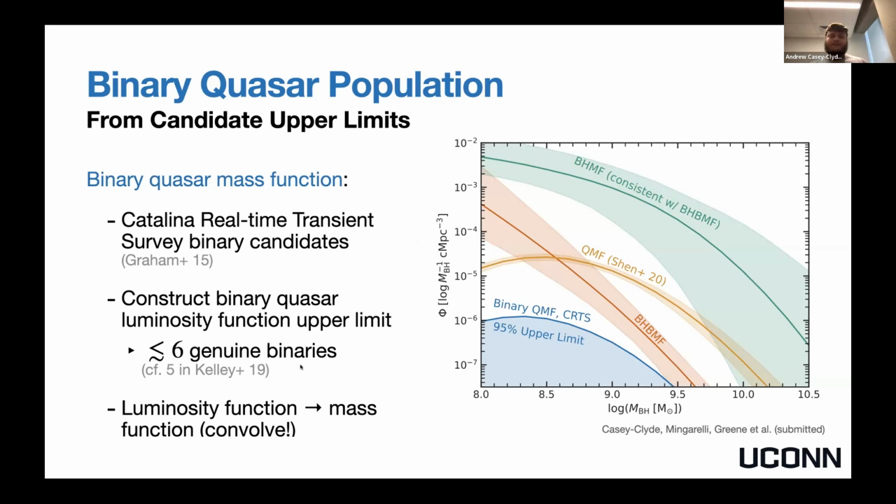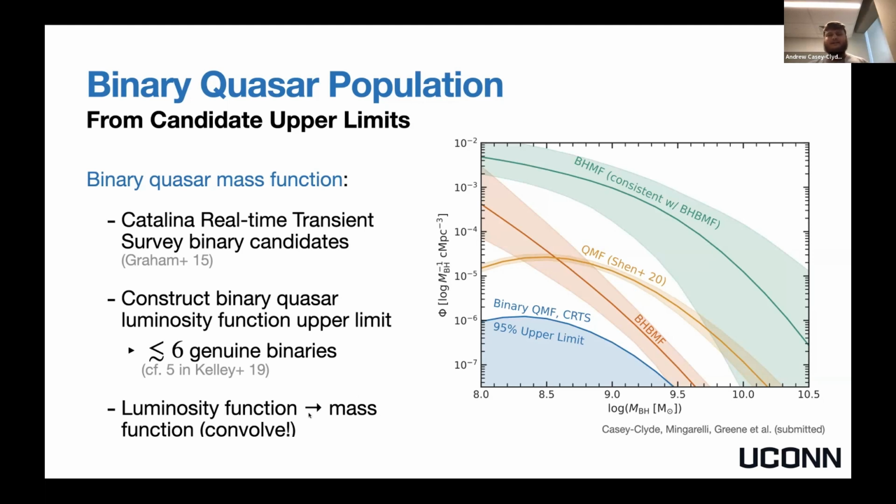Then once we have that, we can construct with our reduced sample a binary quasar luminosity function, which we then treat in the exact same way as the quasar luminosity function to come up with a binary quasar mass function.